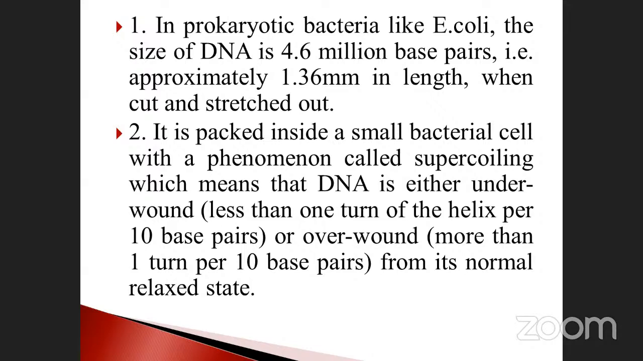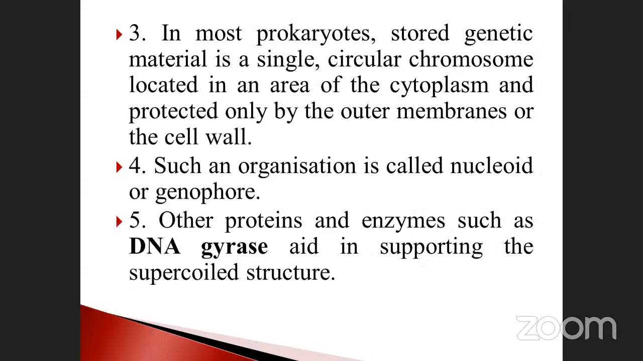This structure is similar to that of the eukaryotic nature, but compared by base pair. So this is another point. Go to the next one. In most prokaryotes, the stored genetic material is a single circular chromosome. Already I told you, each and every bacteria has a specialized structure, a single strand only, sometimes a circular strand. The chromosome is located in an area of the cytoplasm and protected only by the outer membrane or the cell wall. There is no definite nucleus.